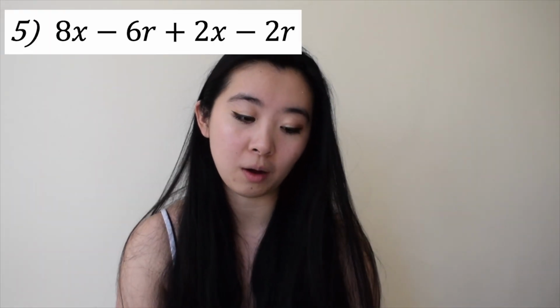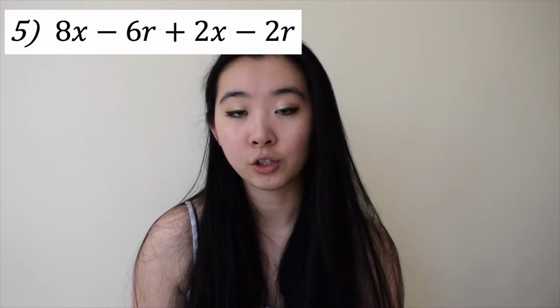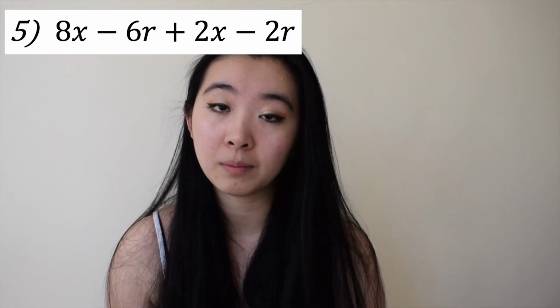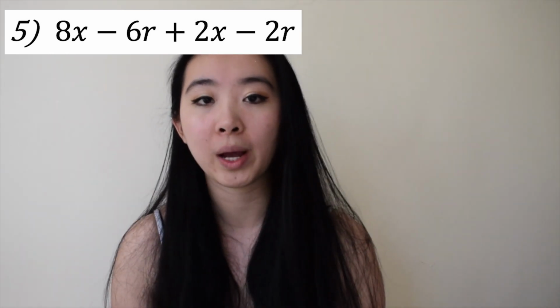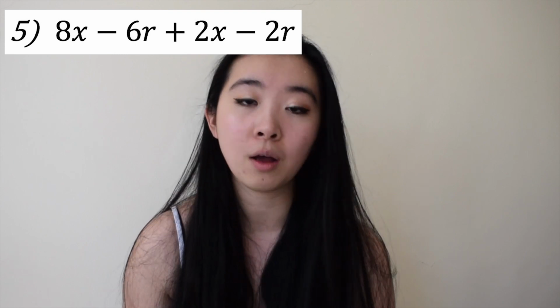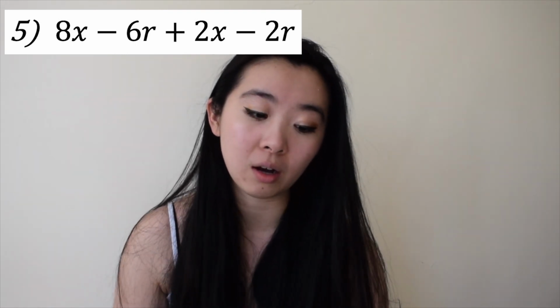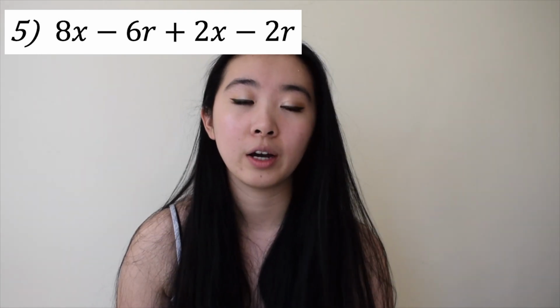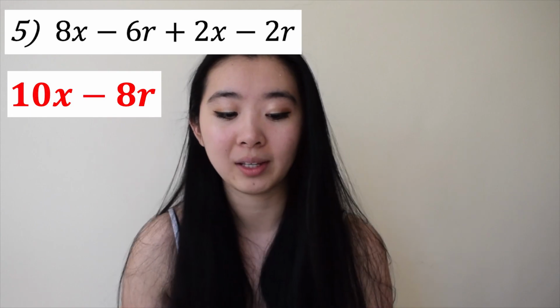Question 5, we have 8x minus 6r plus 2x minus 2r. Now for 8x and 2x, they are both the same term, just different quantity of the same term. So 8x plus 2x is a total of 10x. And then we also have minus 6r minus 2r, which is essentially saying if I owe you 6r and I owe you another 2r, I owe you a total of 8r. So your answer here will be 10x minus 8r.